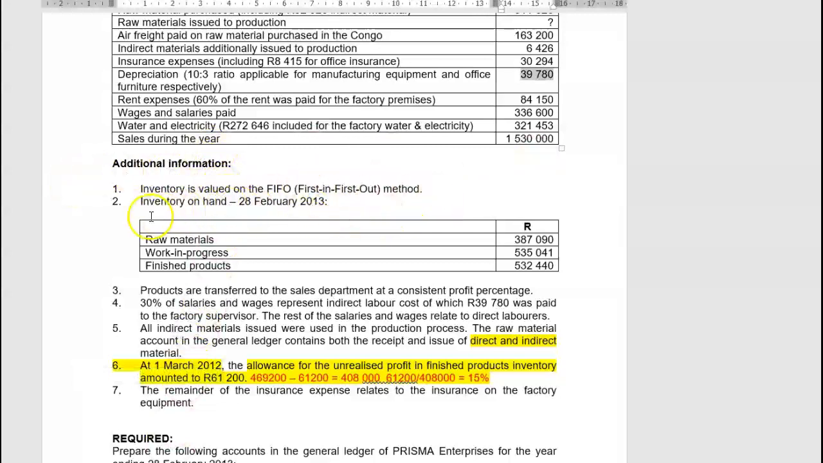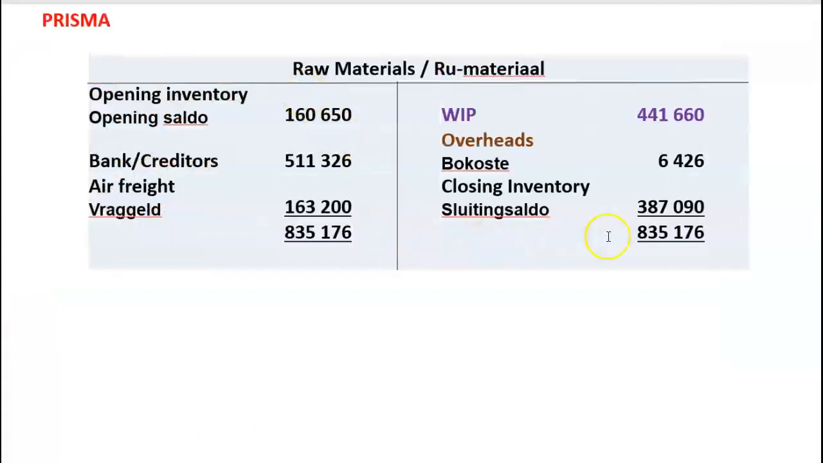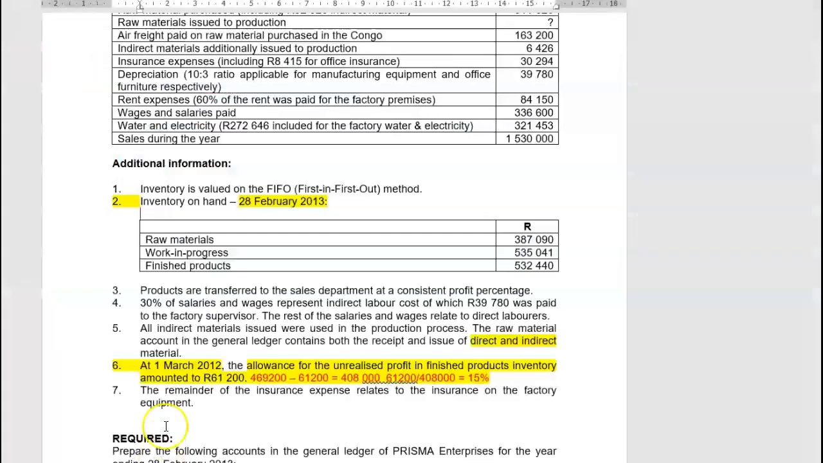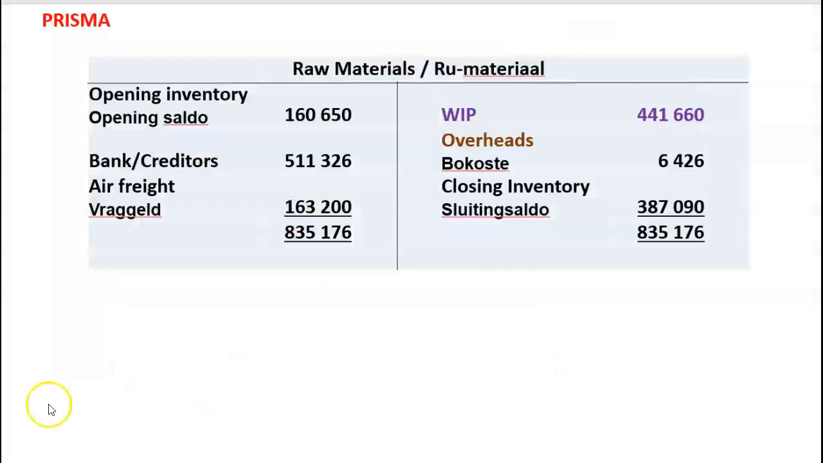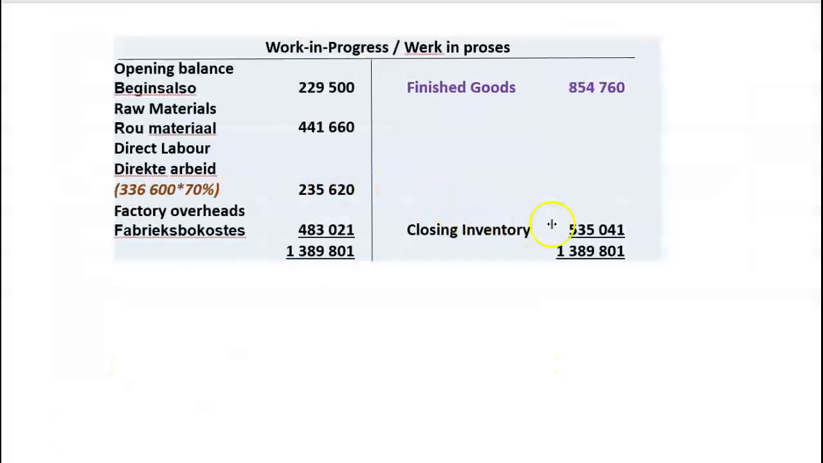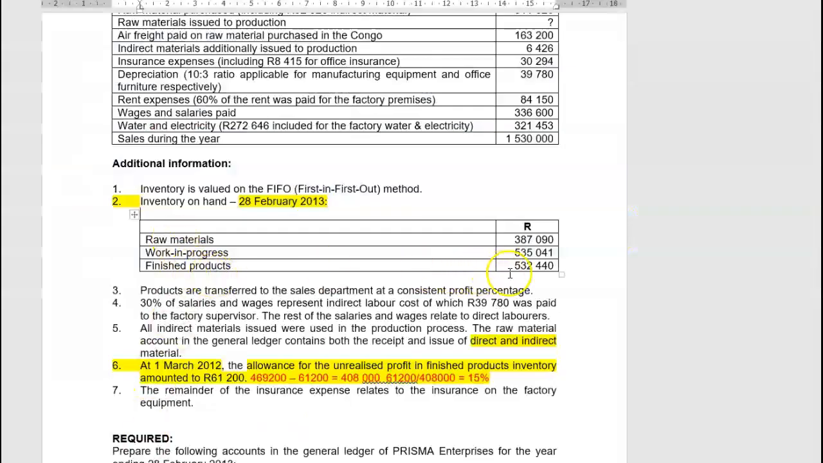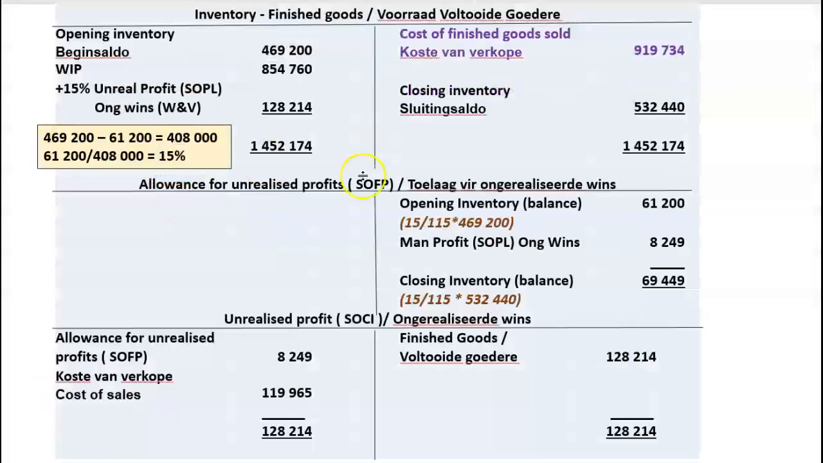Inventory is valued on the first in, first out. Inventory on hand as at the end of the year. Raw materials, closing balance 387,090, sorry. Work in progress, closing balance 435,041. So in a work in progress account, closing inventory 535,041. Finished products 532,440. So in our finished products account, closing balance 532,440.